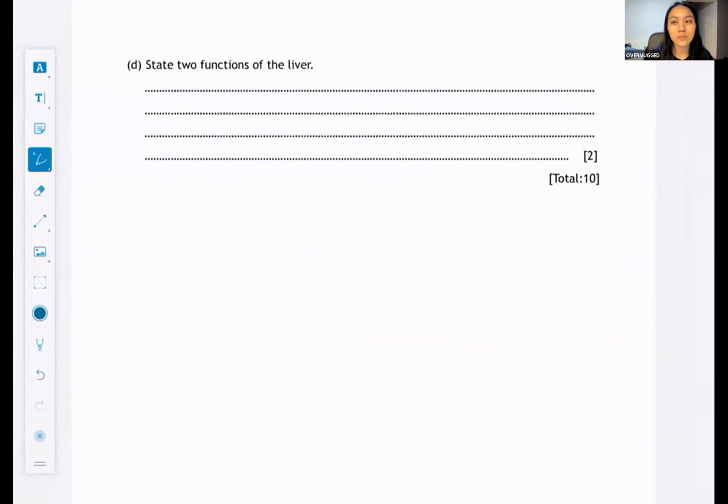This question should be fine, right? So just take the two functions of the liver. For combined science, you should know at least 5. So just as a test, you can start thinking of what are the 5 things that you need to know about the function of the liver.